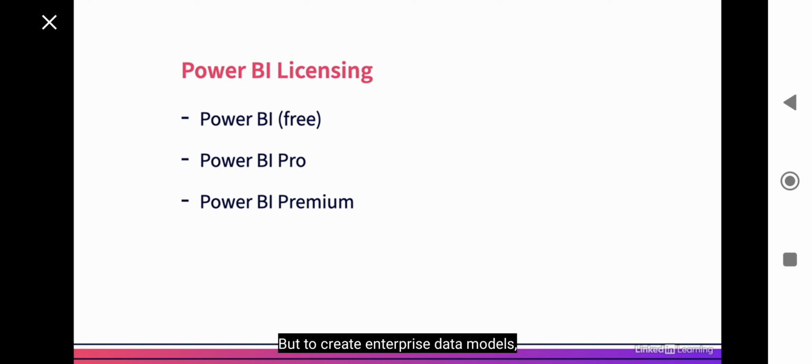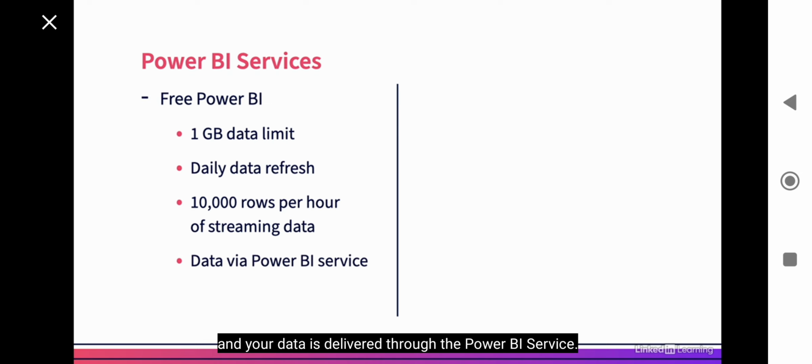But to create enterprise data models, regardless of whether your organization is licensed for Power BI Premium or not, you really want Power BI Pro. There are some distinct differences between the licensing for Power BI Pro and the free licensing. With free Power BI, you have a 1 gigabyte data limit. Your data gets refreshed daily. You have 10,000 rows an hour that you can stream, and your data is delivered through the Power BI service.